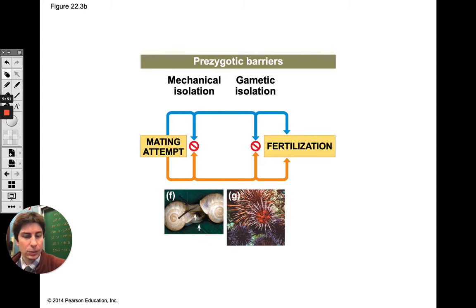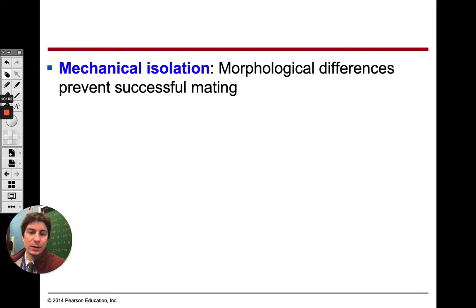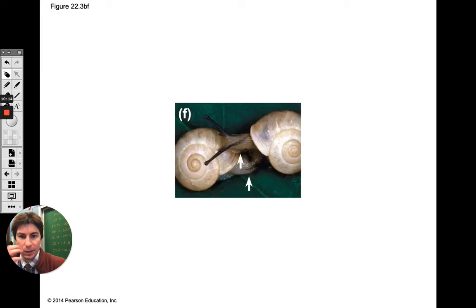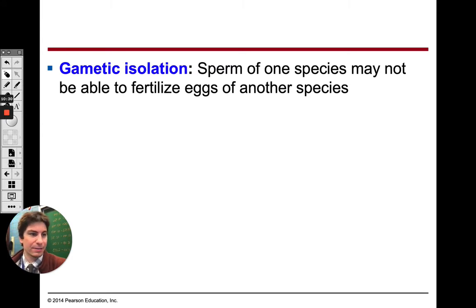All right. So two others, guys, for prezygotic barriers. There's mechanical isolation and gametic isolation. So the first one, mechanical: there is some type of difference in their morphology that prevents successful mating. For this one, maybe they're just not matching up. Okay, we have two snails in there. But maybe their shells are a certain way and they're not matching up. So there's not going to be any fertilization there.